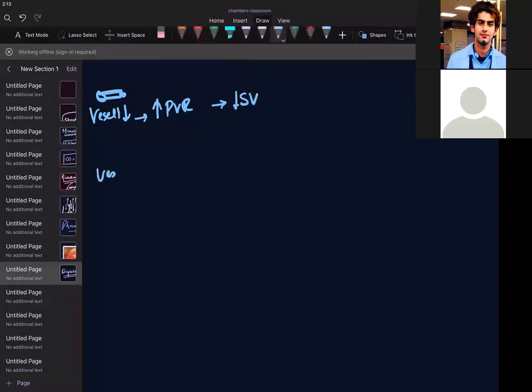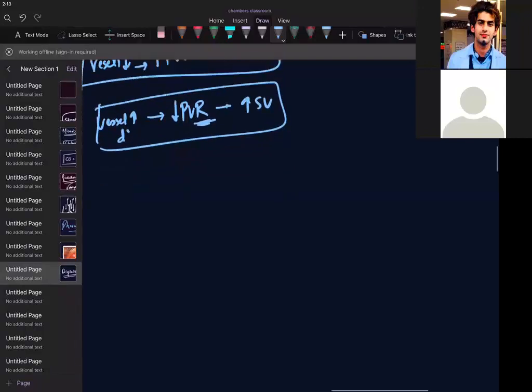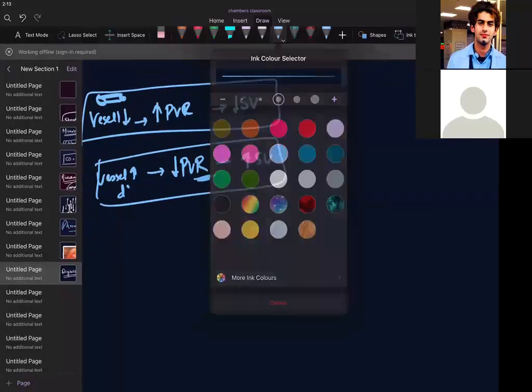Now if I increase the vessel diameter, what will happen? Peripheral resistance will go down. Resistance will decrease. That means stroke volume will go up. This is what you have to write in your copy, nothing else. Don't try to write a new book, okay? We don't have time in the end to revise these things. Revision is important. Okay, guys.